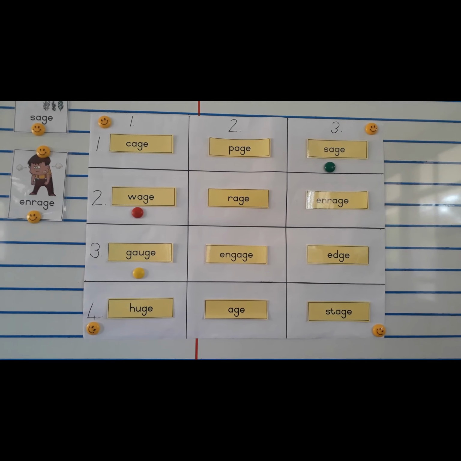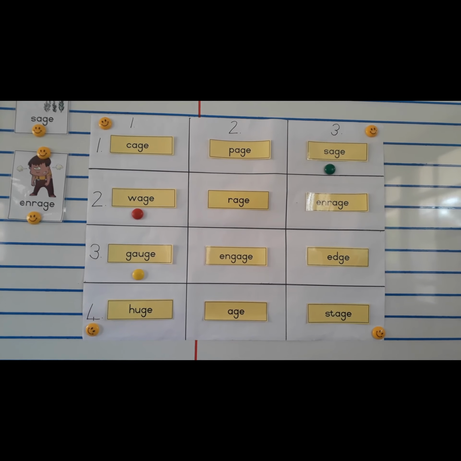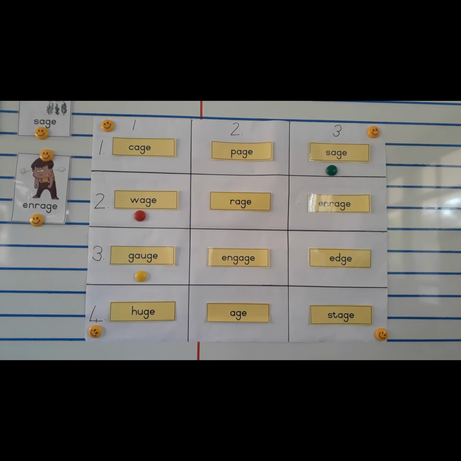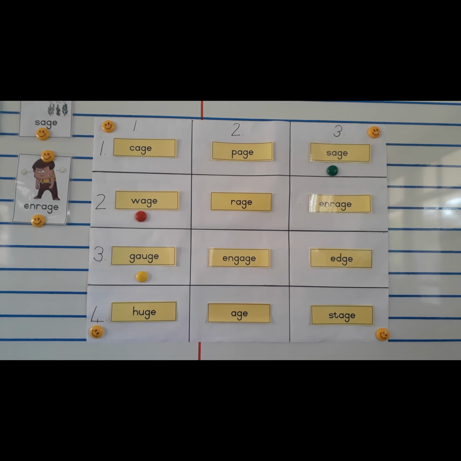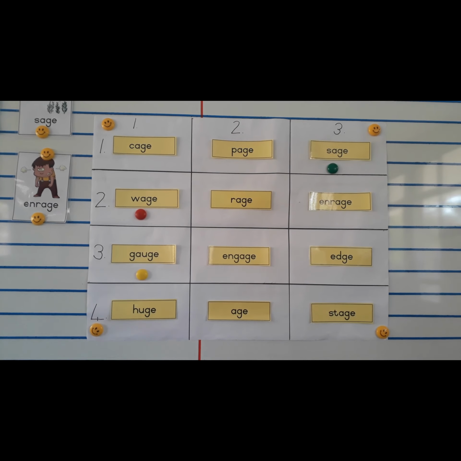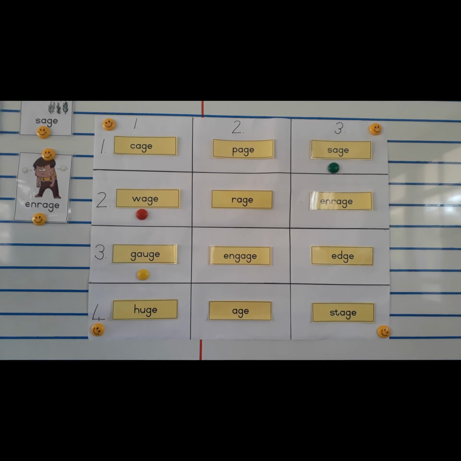I'm looking at a word. The definition is the outside border of an object or surface. Where is the word on the grid? So in row 3, column 3.